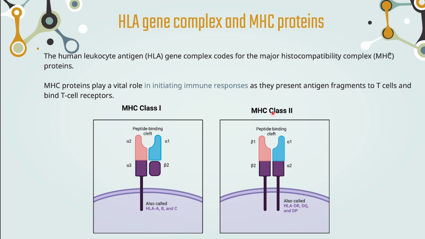Now let's look at the structure of MHC class 2. They also have a similar antigen binding cleft, but their components are different. Unlike MHC class 1, MHC class 2 has two beta components, beta 1 and beta 2, and two alpha components, alpha 1 and alpha 2. All right, they're also called HLA-DR, HLA-DQ, and HLA-DP. Now let's talk about MHC class 1 and MHC class 2 in detail.